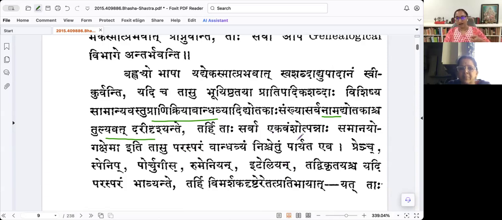Tarhi tasarvaha ekavamsha utpannaha samana yogakshemaha. Yogakshemaha, what they have got and what they have preserved in their language. That is yogakshemam. So they have come from one vamsha. Tasu parasparam bandhavyam nischetum paryate eva. It is easy to look at the relationship between these two languages.